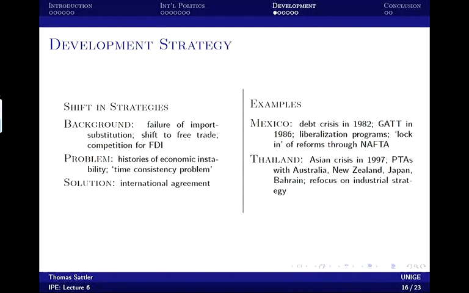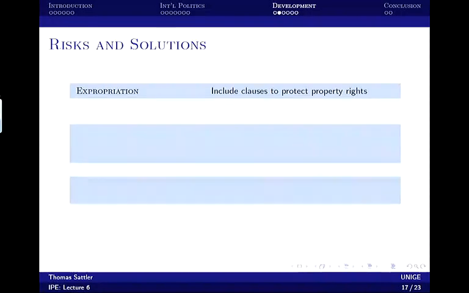We see a similar development in Thailand, for instance. We have a financial crisis in 1997. Afterwards, they started to change their development strategy, going back more to industrialization, and signed preferential trade agreements with a number of developed countries.